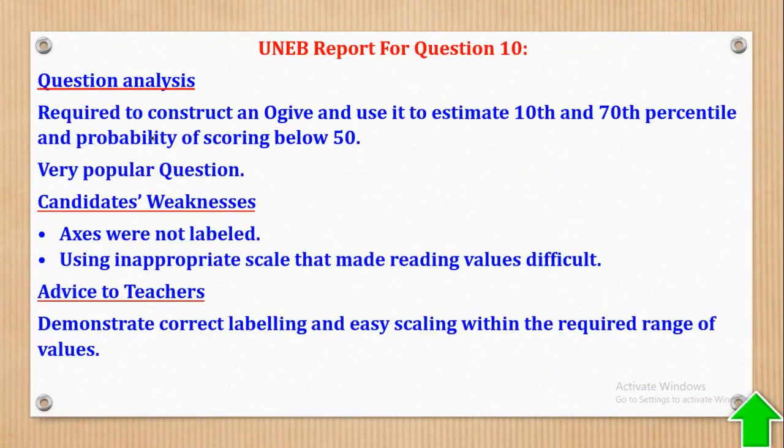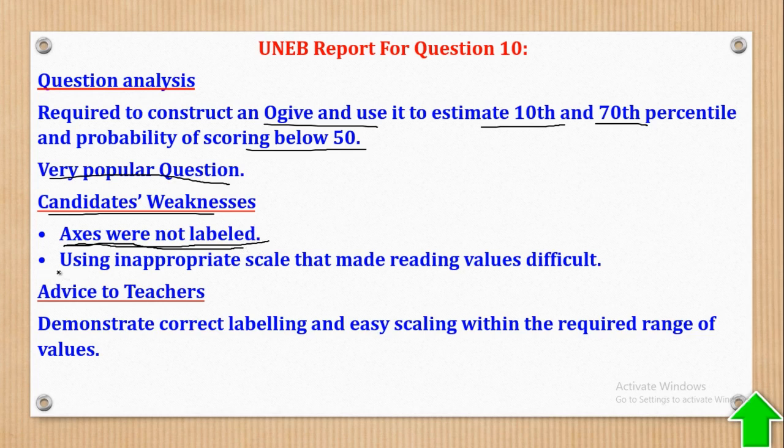So the question required to construct an ogive and use it to estimate the 10th and 70th percentile and the probability of scoring below 50. The question was very popular, meaning it appears frequently in the previous past papers. So the weakness of candidates is that axes were not labeled, and this is a very big mistake which makes students lose a lot of marks, because when the axes are not labeled, then all the preceding calculations will be wrong, so it will just be B0.